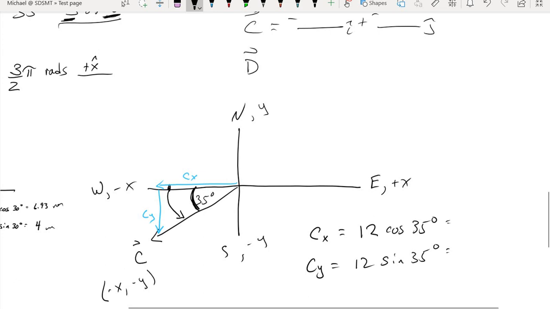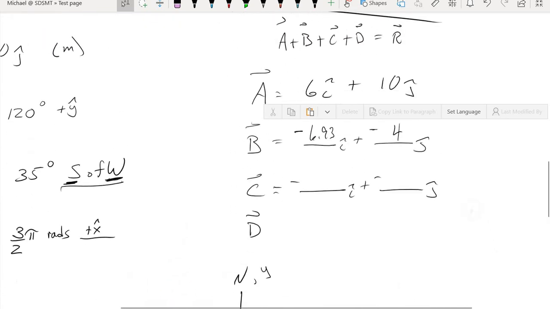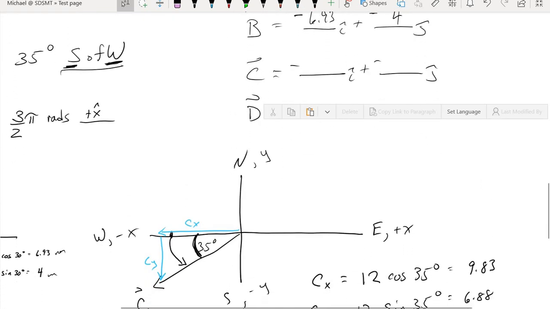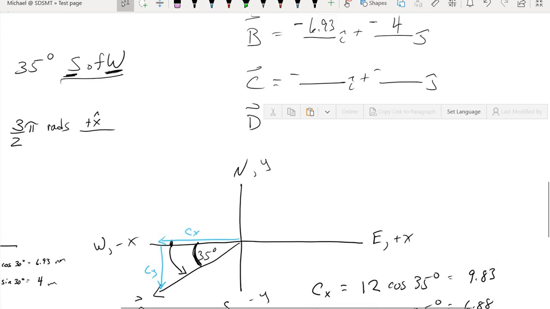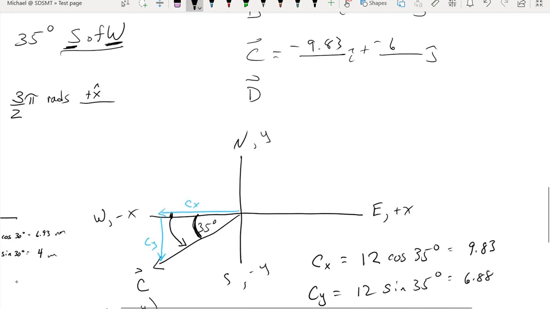Calculator time: 12 cosine of 35, 9.83, and 12 sine of 35, 6.88. And these are both negatives, so when we plug them in up here, 9.83, and 6.88.